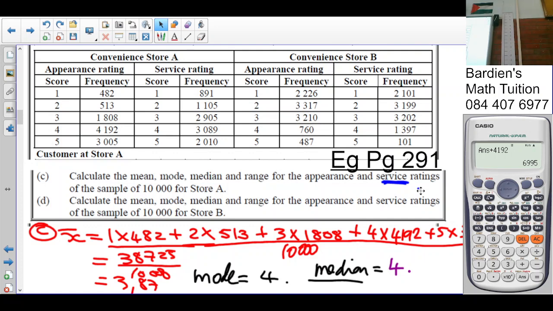Okay, so you must work out the mean. So what we do? We're going to work out the mean for these numbers here now. Only that. So what do we say? 1 times 891 plus 2 times. Alright. So do your thing. Quickly.